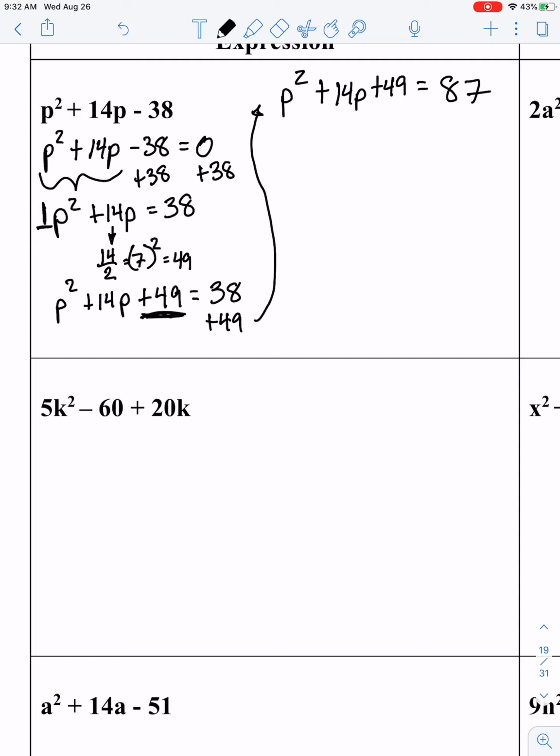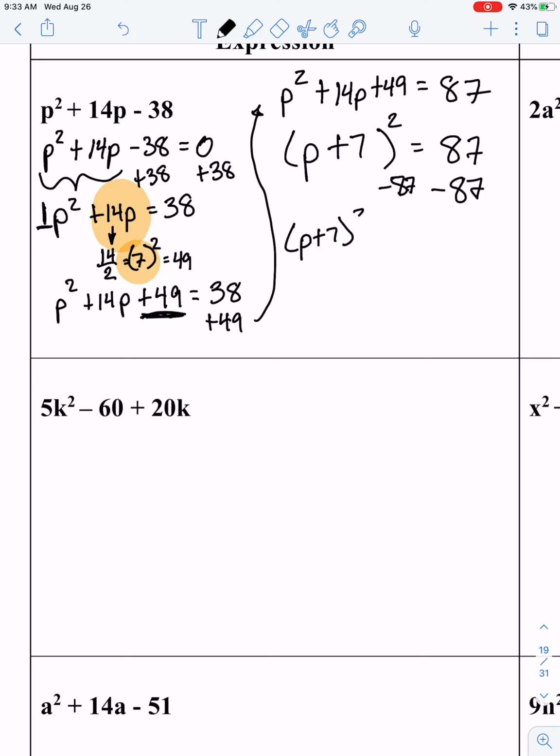Now, a little secret to this: whatever you divide your linear term, or your term with a degree of 1, by, whatever that result is after you divide by 2, that's always going to be your factor. So p plus 7, again, write it as a single factor squared, is equal to 87. Now we subtract and move our constant term back to the side with our variables. We have p plus 7 squared minus 87 equals 0.